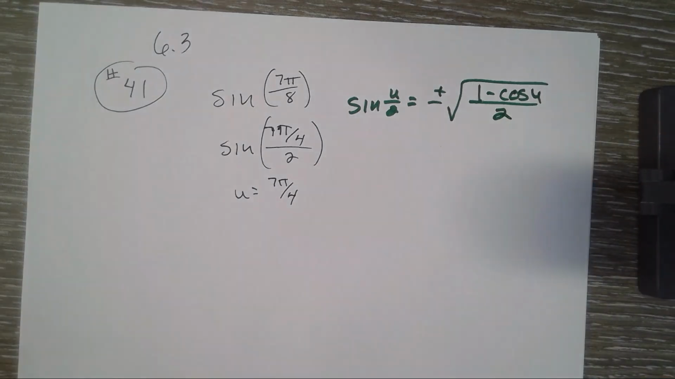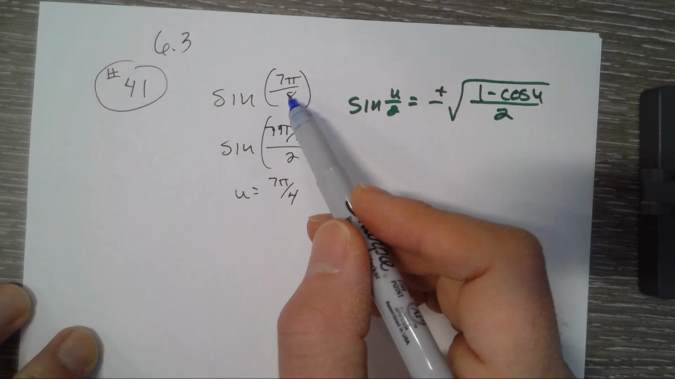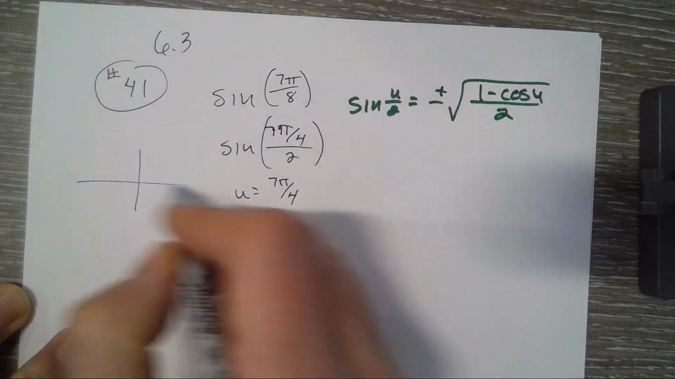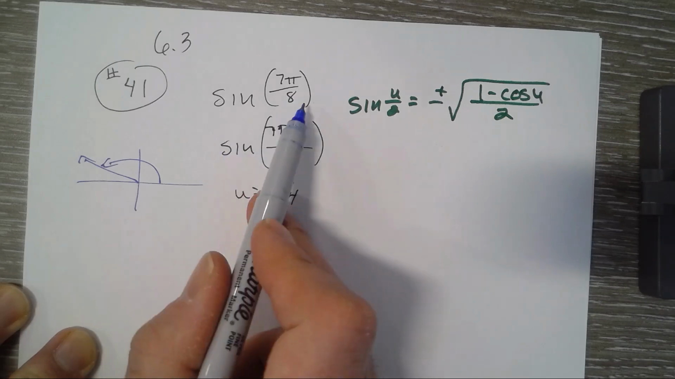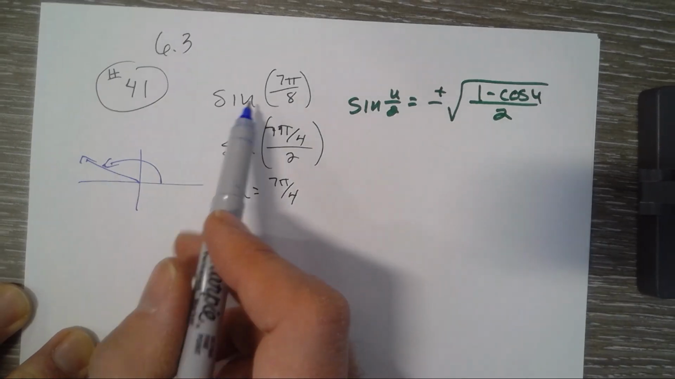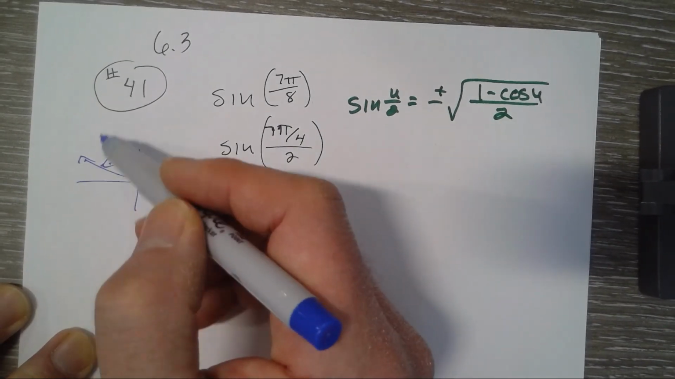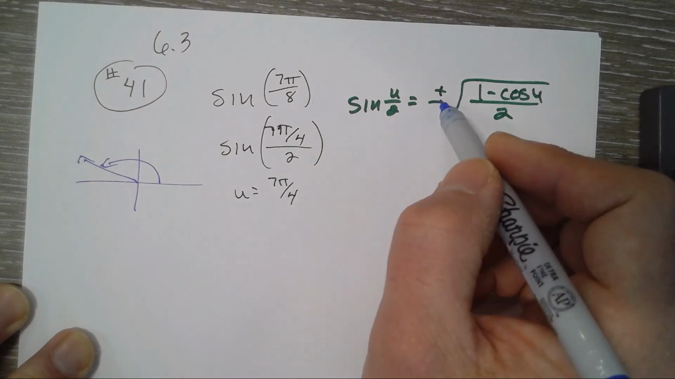And we're trying to figure out positive or negative. 7 pi over 8 is in quadrant 2. It's somewhere over here. It's less than pi, 7/8 pi. So sine is the y value, so it's going to be a positive y value. So we're going to choose the positive.